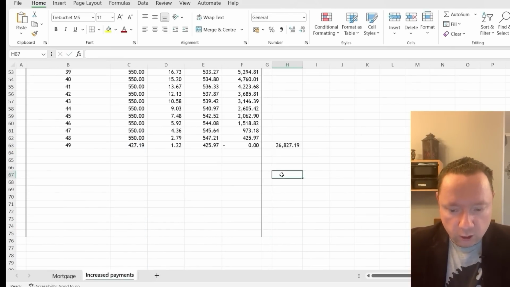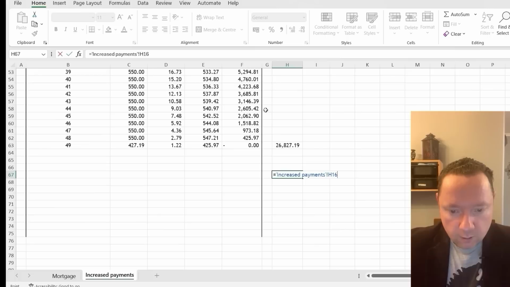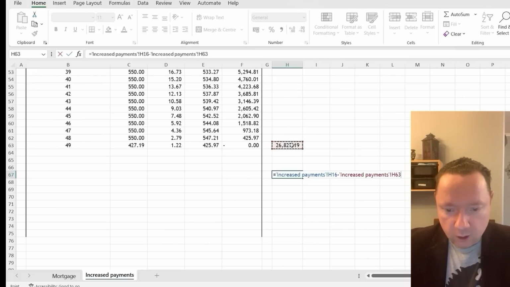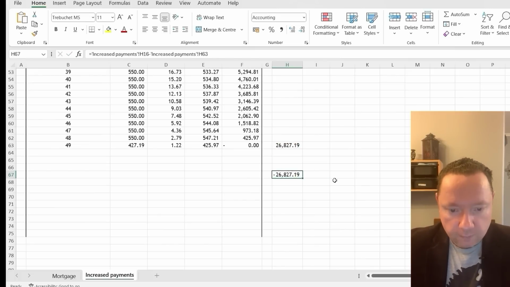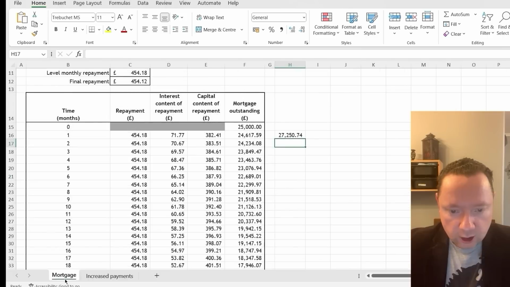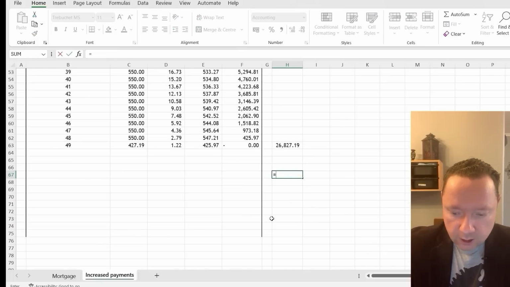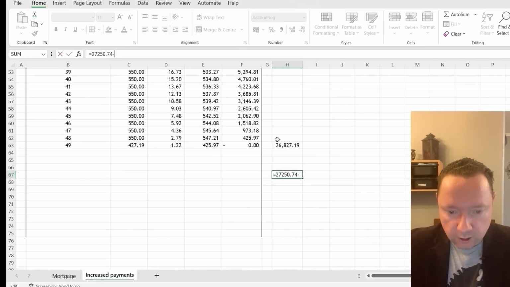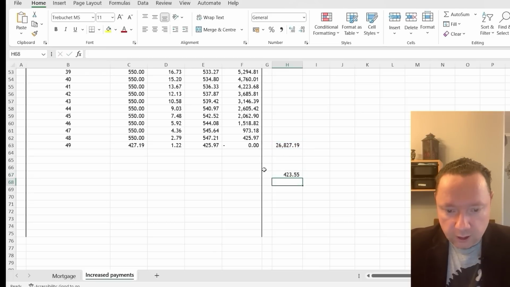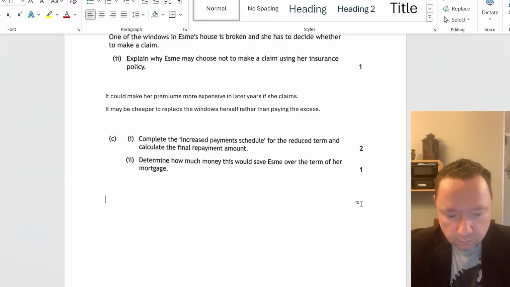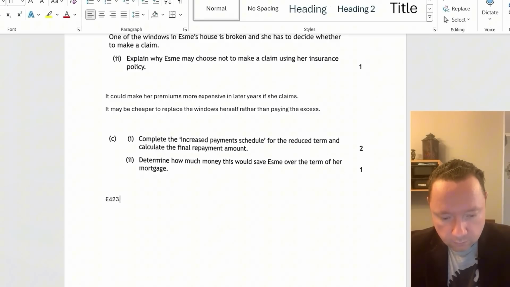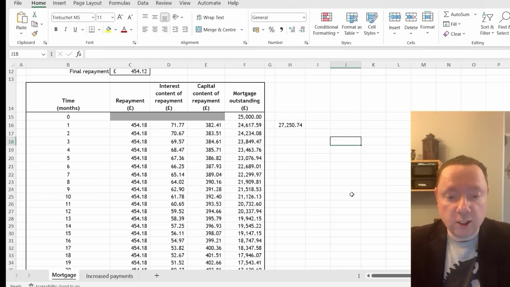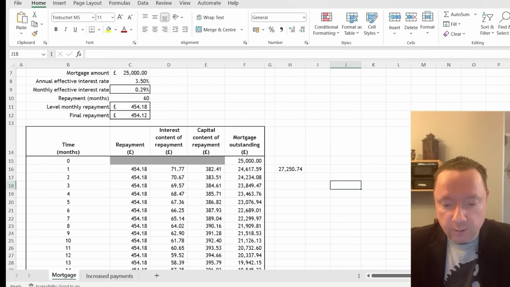So we could just do equals this box minus this box. It's not worked, has it? If it doesn't work for you, just check the number, 27250.74 minus, let's just click that box now. Right, we'll give it 423.55. Could have also done this just by doing the difference in the interest, but there we are.